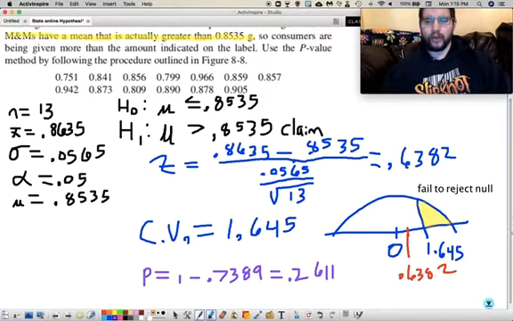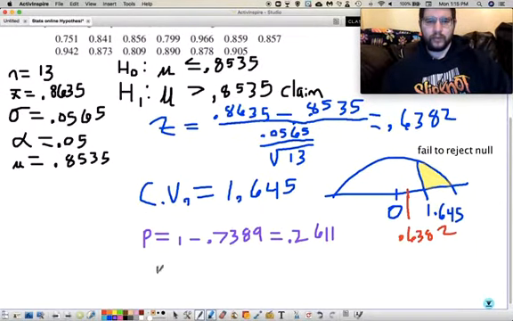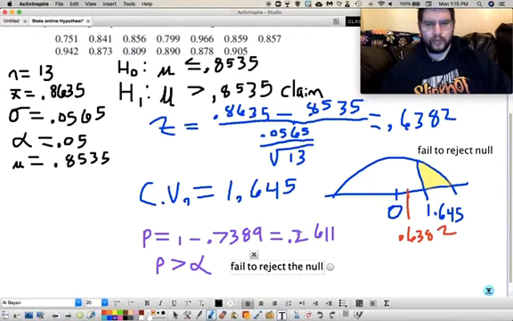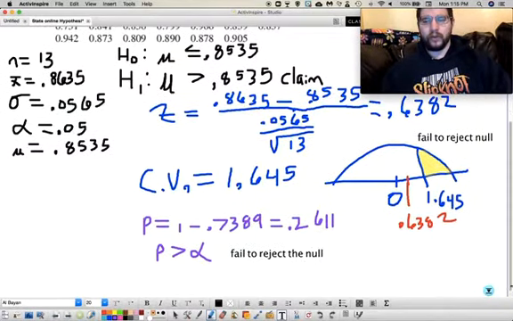So the p-value test, we compare it to alpha. P is greater than alpha. So we fail to reject the null. There's my alpha. That's P. This one's bigger. Fail to reject the null. So either way you do it, you'll get the same initial conclusion.